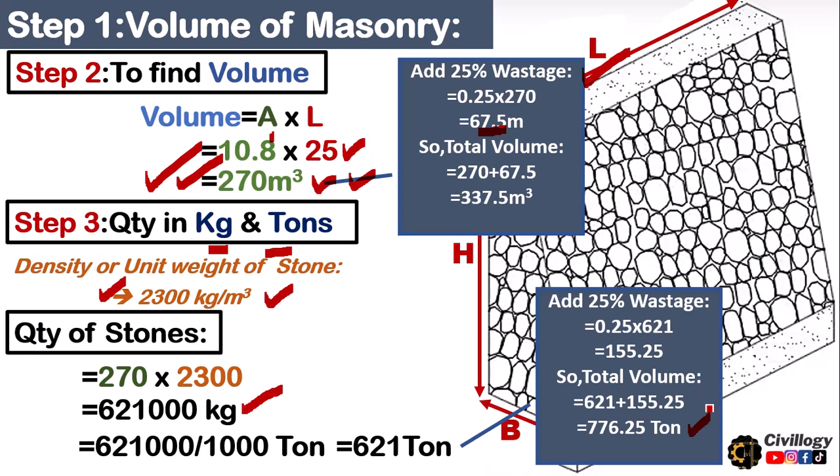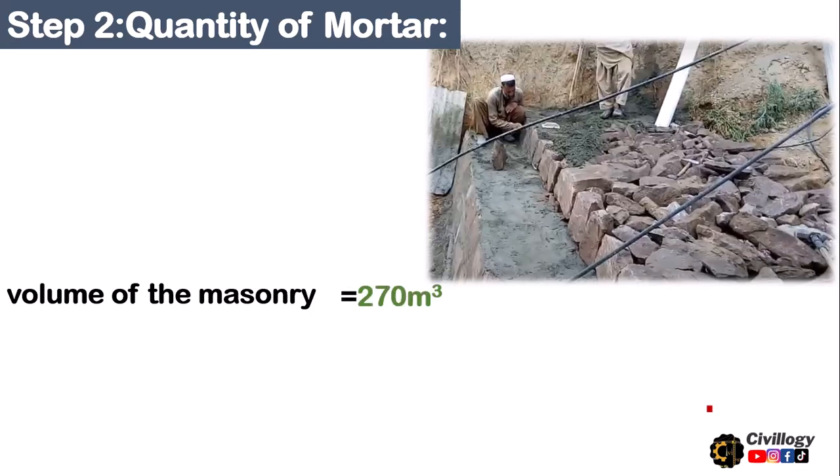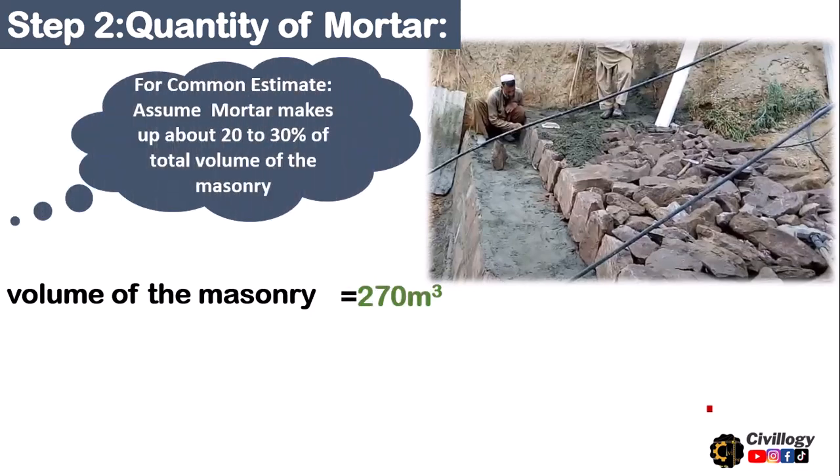Now the volume of masonry has been calculated, and the weight of stones in kgs and tons has been calculated. Now move towards the second step, which is the quantity of mortar. As the volume of masonry has already been calculated, which is 270 cubic meters, for a common estimate we assume that mortar makes up about 20 to 30% of the total volume of masonry.